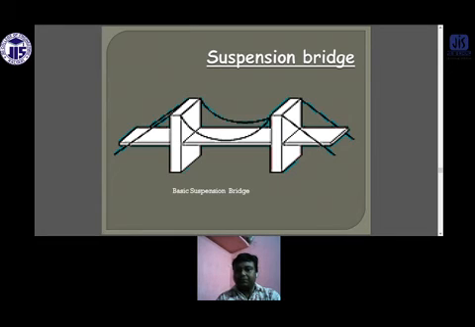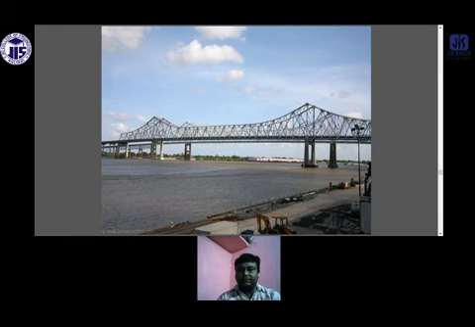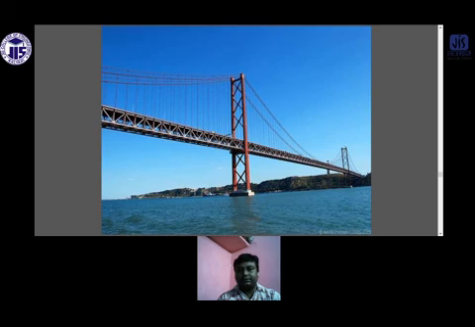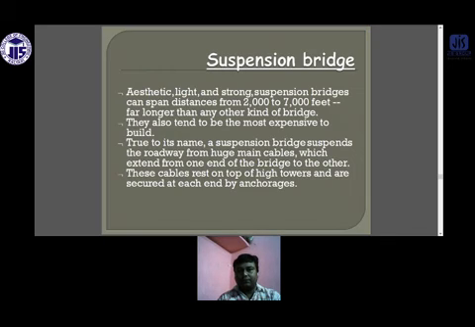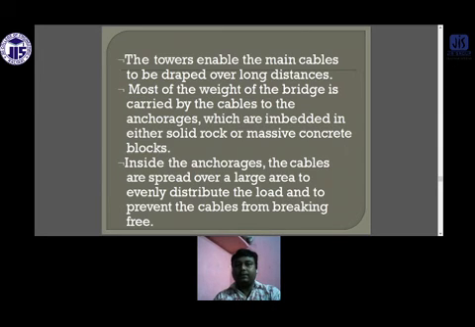This is a suspension bridge, the simplest form of the suspension. This is an example of a suspension bridge again. Suspension bridges are aesthetically light and strong. They can span distances from 2000 to 7000 feet. They also tend to be the most expensive. True to its name, the suspension bridge suspends the roadway from huge main cables which extend from one end of the bridge to the other end. These cables rest on top of high towers and are secured at each end by the anchorage.